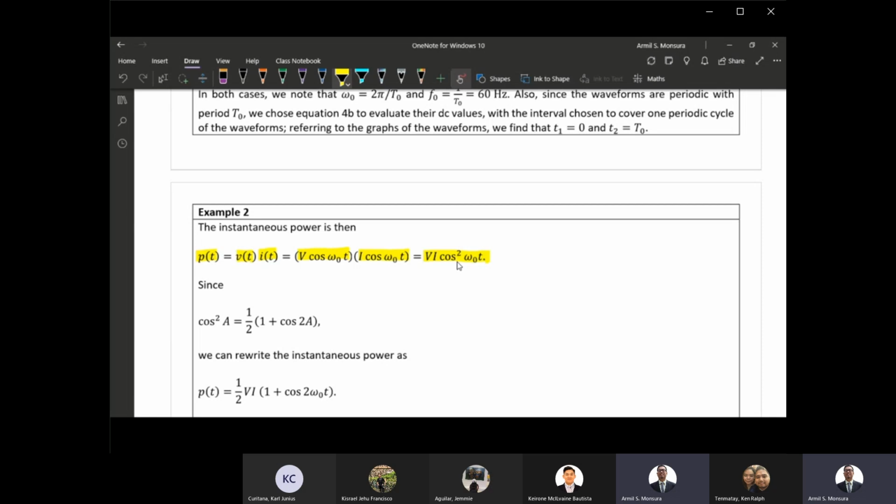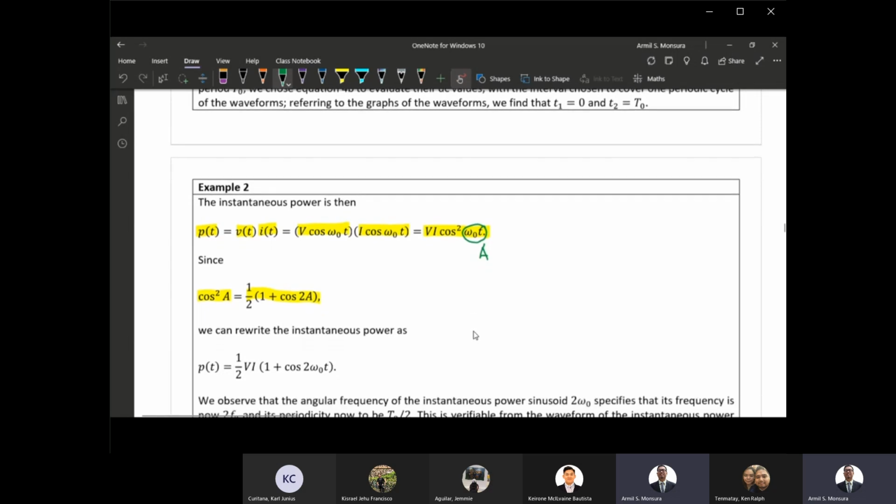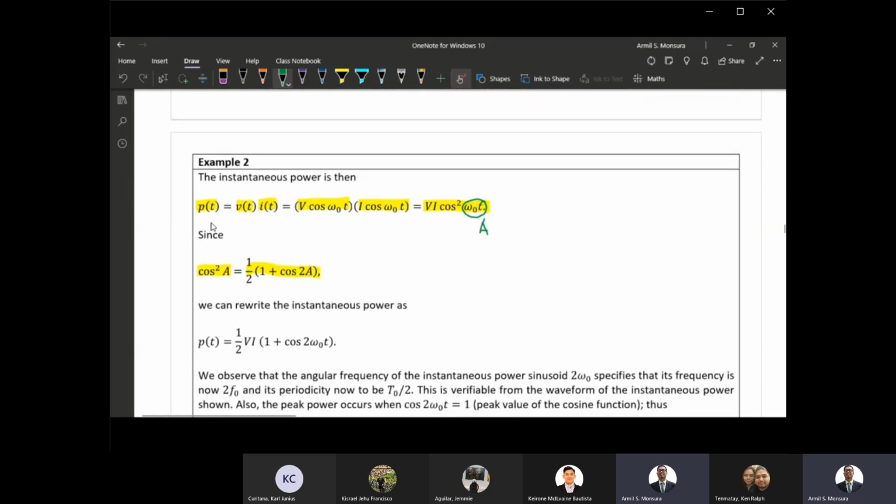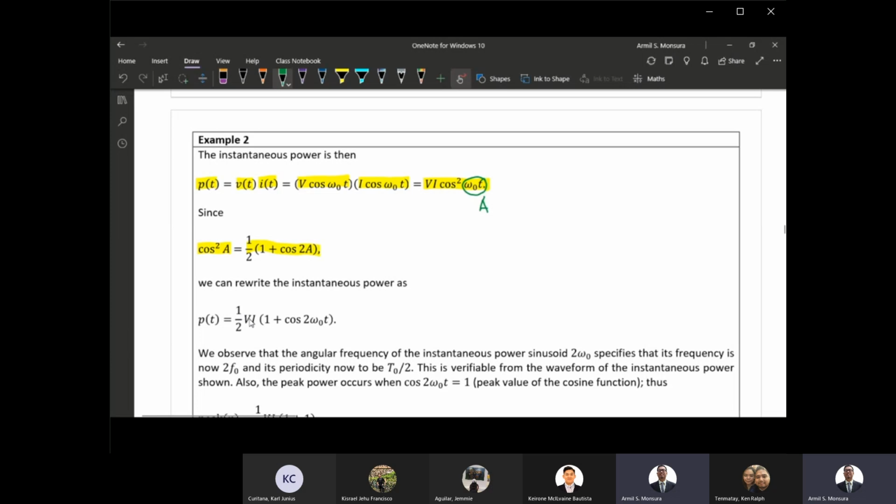Okay. So that trigonometric identity that we require is this one. So we can rewrite cosine square of A to be 1/2 of 1 plus cosine of 2A. So in this case, ito yung lumalabas na A natin. Okay. So therefore, we can write the instantaneous power as 1/2 times VI, okay, times 1, okay, plus cosine of 2 omega OT. Okay.